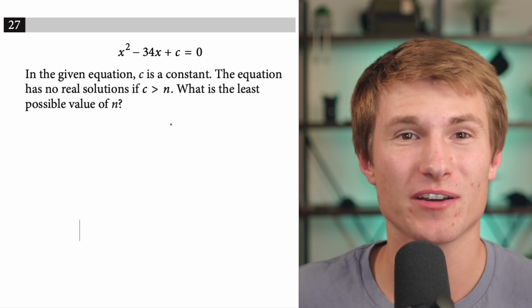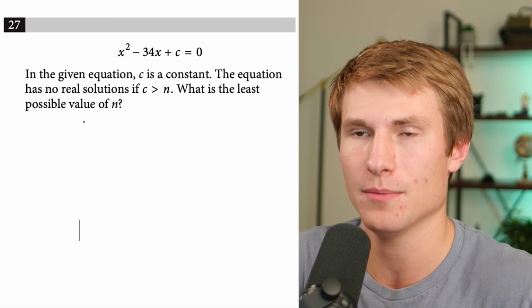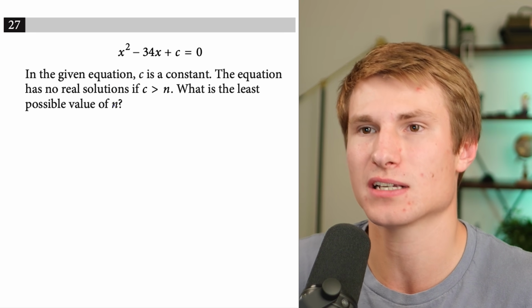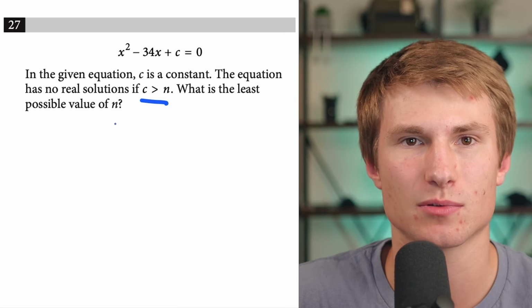Here's what you need to know about calculating the number of real solutions on the SAT math section, along with a problem to help you apply it. Question 27 says, in the equation above, C is a constant. The equation has no real solutions if C is greater than N. What is the least possible value of N?